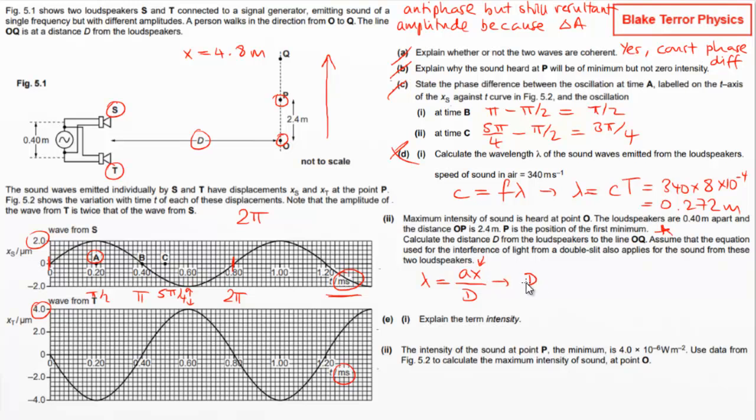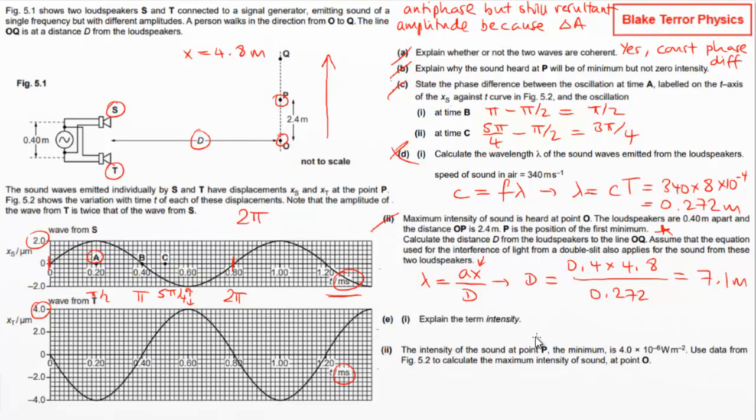So this means that D is going to be our a, which is 0.4, multiplied by X, which is 4.8, and then divided by our wavelength, which is 0.272. And this time I definitely will be going to the calculator and getting 7.1 meters for D, which sounds quite plausible. So I'm happy enough with that.